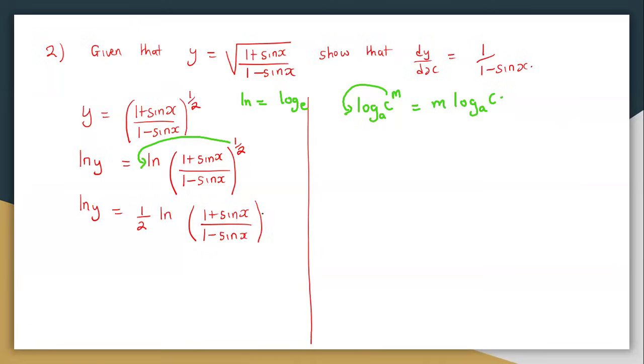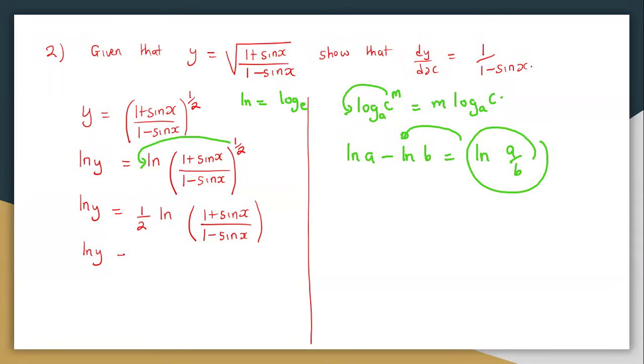Now, at this point, since there is a division, you go back: the natural log of a minus the natural log of b is the same as the natural log of a out of b. We can write it in this format such that it becomes much easier to differentiate. So I'm going to say the natural log of y is equal to a half, but this half multiplies everything, so I will put brackets: the natural log of 1 plus the sine of x minus the natural log of 1 minus sine of x.